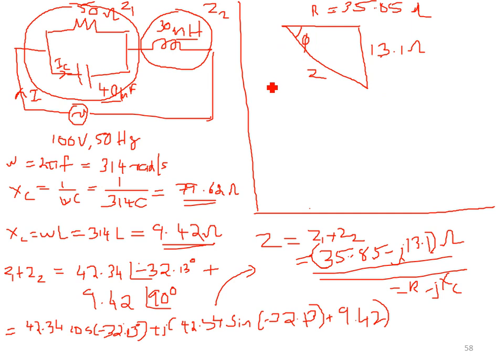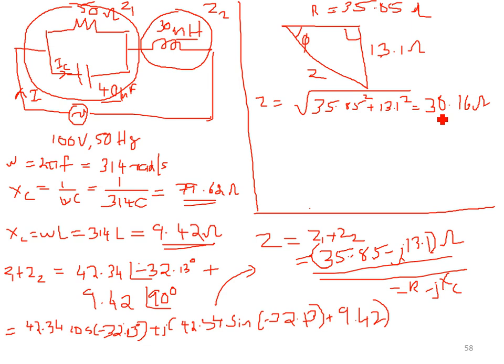Now by using Pythagoras theorem, in the triangle, you can write Z is equal to root of 35.85 square plus 13.1 square. What is the answer? It is square root of 35.85 square plus 13.1 square. So it is 38.161. So this is it.